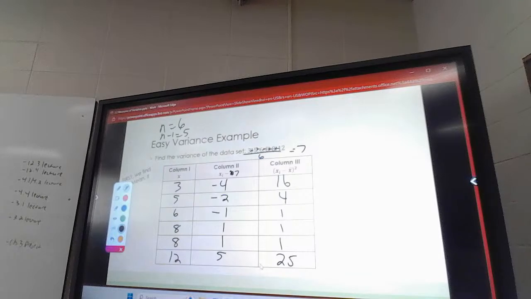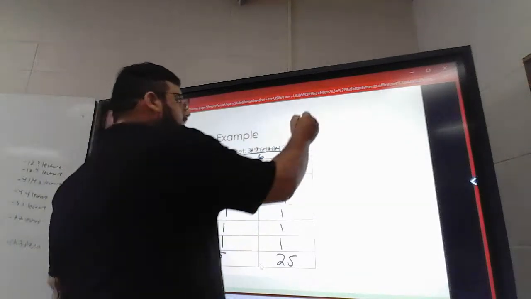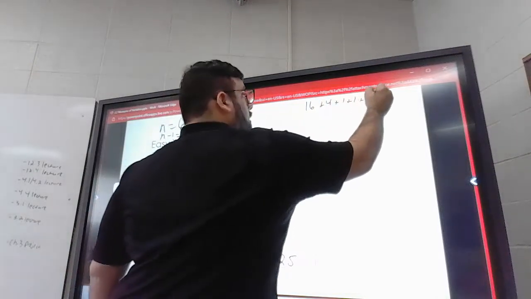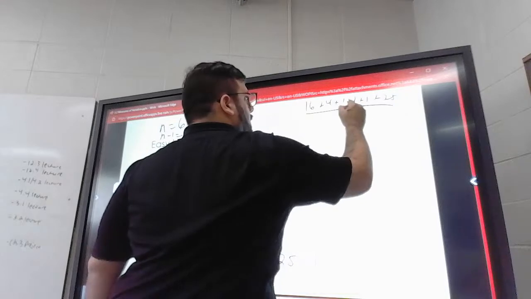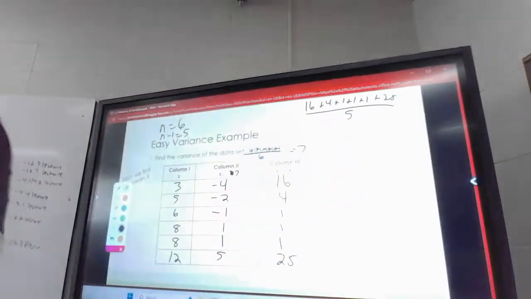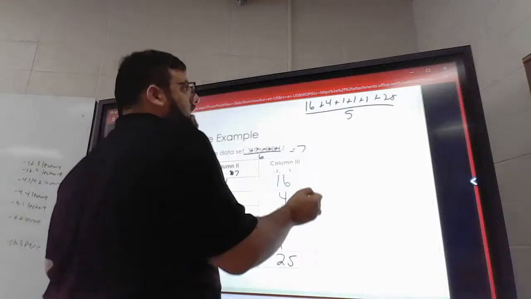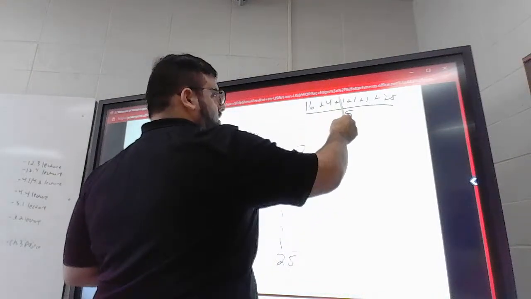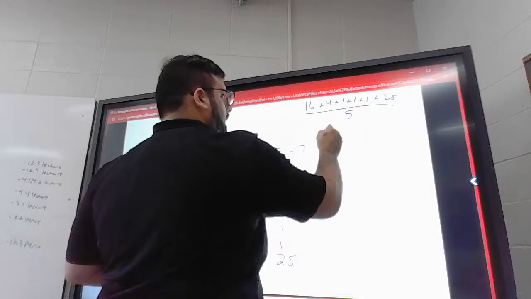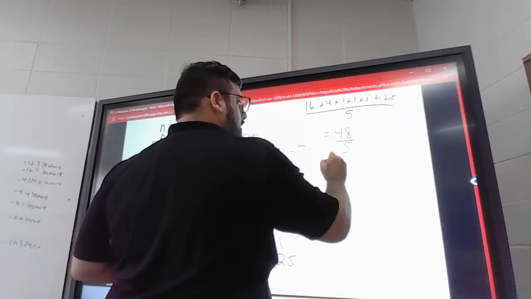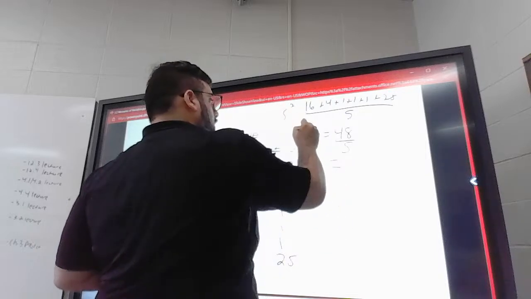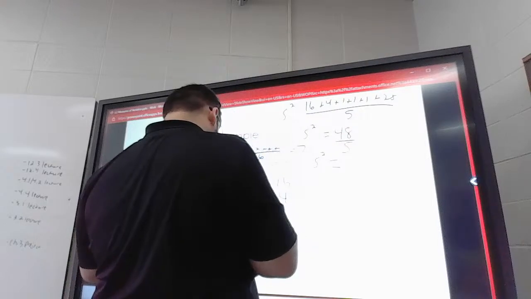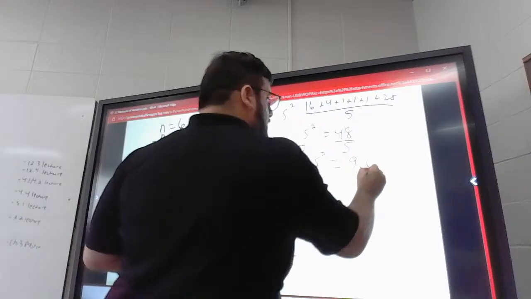Then I'm going to go ahead and go to the last step. This is a sample, so I'm going to add all these up. 16 plus 4 plus 1 plus 1 plus 1 plus 25. And I'm going to divide it by 5, because that's n minus 1. So this is 25. 16 plus 4 is 20, so that's 45, 46, 47, 48. So that's 48 divided by 5, which is, again, this is S squared, is 9.6.